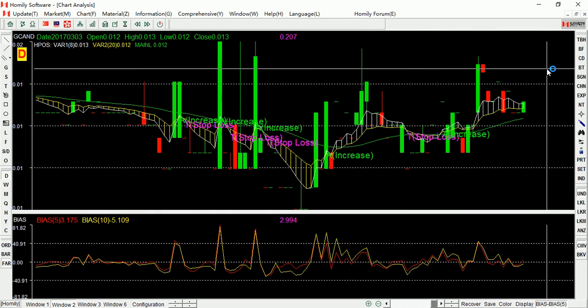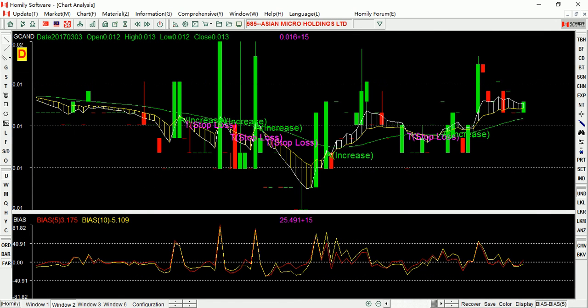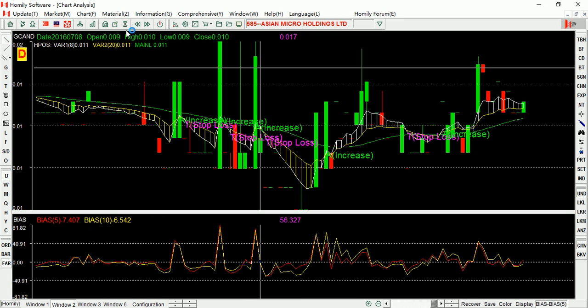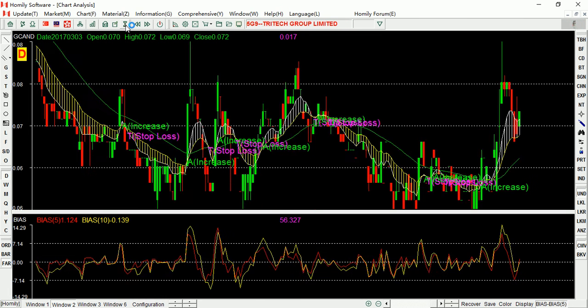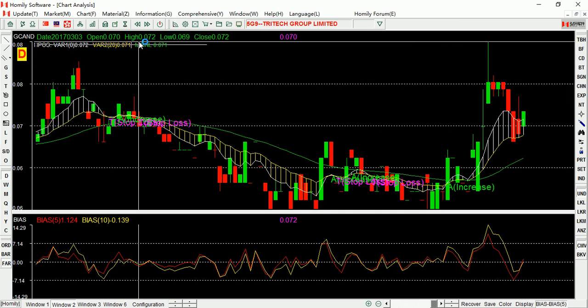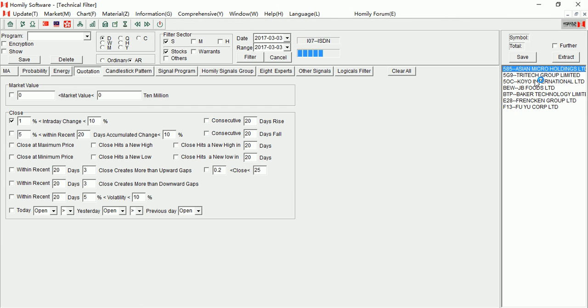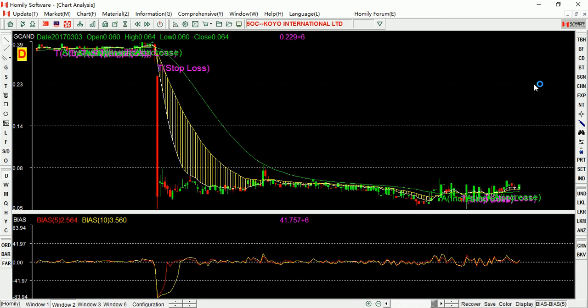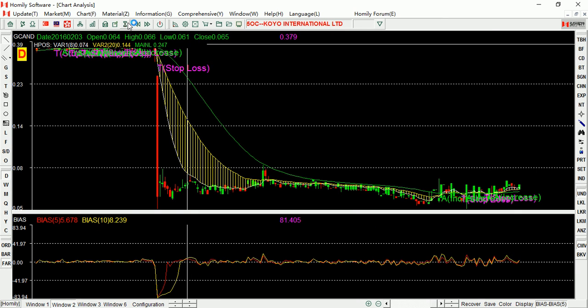The first one, this one is better. It just fell below the band, then went up again, right? So this is the second one. The next one, this one is sideways, give up.